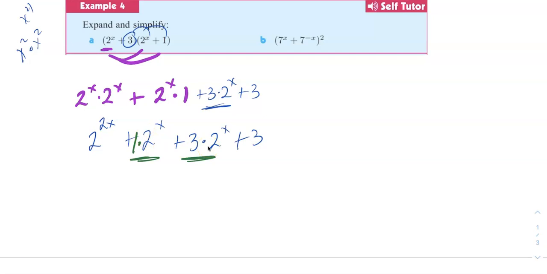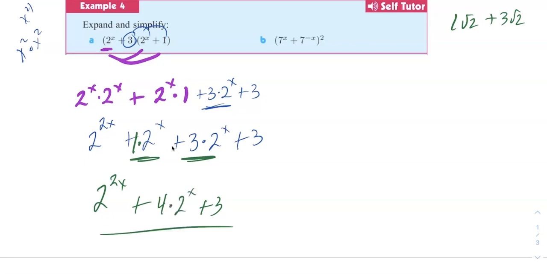Think about it like 1 rad 2 plus 3 rad 2. They're both rad 2, so I can add them up and get 4 rad 2. Same thing here: 1 times 2 to the x plus 3 times 2 to the x just means I have 4 of them. So this is going to be 2 to the 2x plus 4 times 2 to the x plus 3. It's kind of off-center there, but that's what's going on. 4 times 2 to the x is what I meant. And that's my answer.